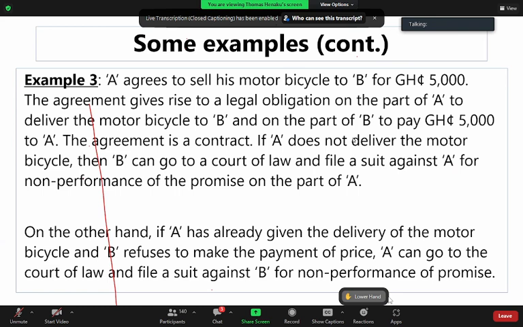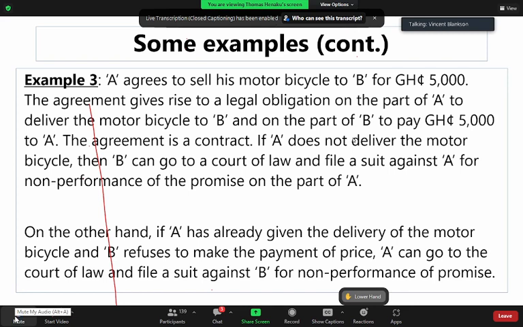Vincent. Yes, sir. So I think the only reason why B can go to court is because in the contract there's an obligation for A to deliver, and B is also expected to make payment.